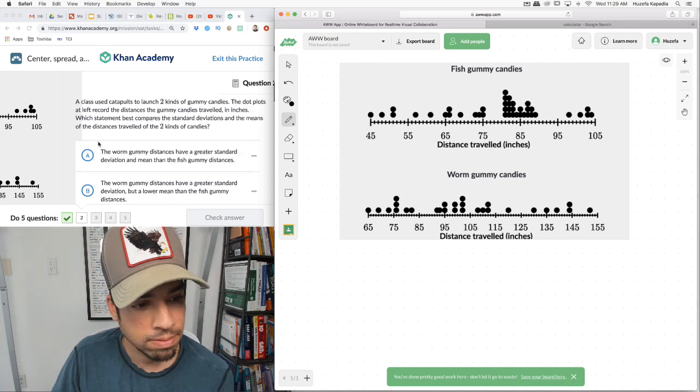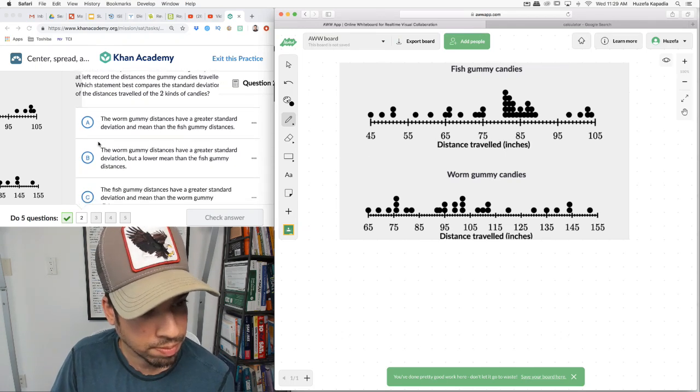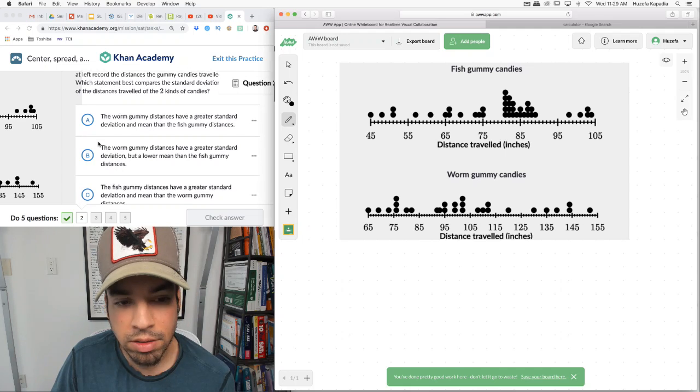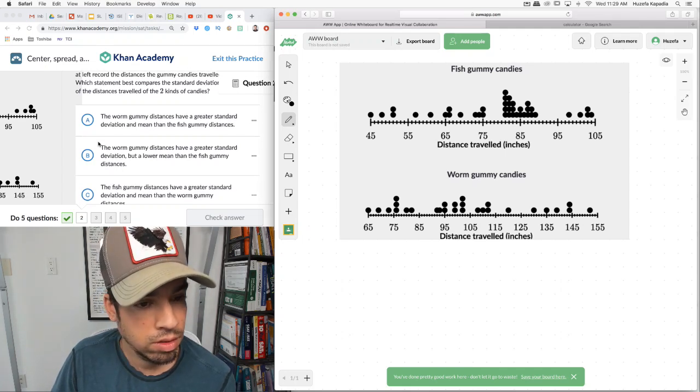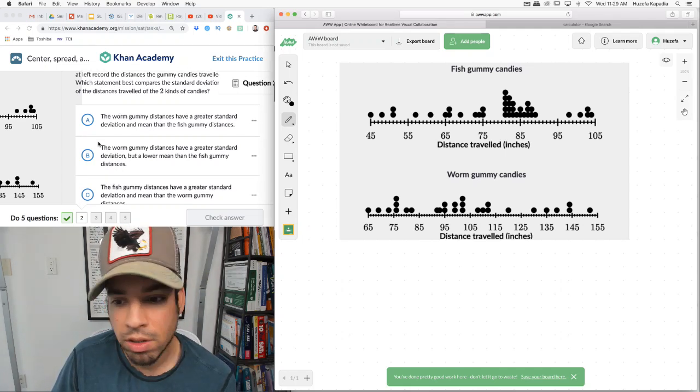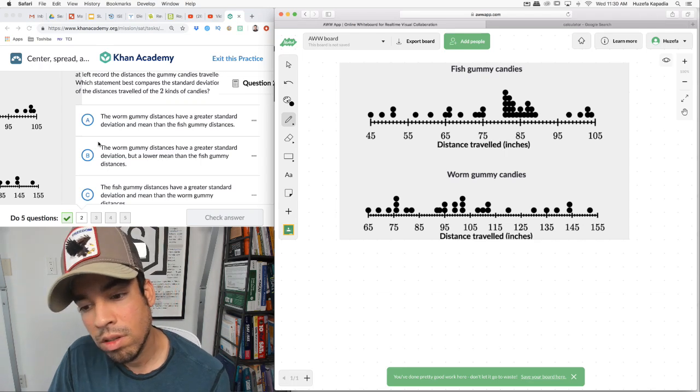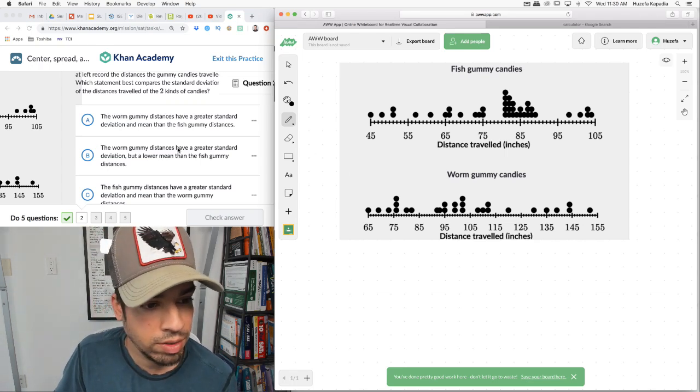Let's start there. The worm gummy distances have greater... Okay, yes, it has a greater standard deviation.